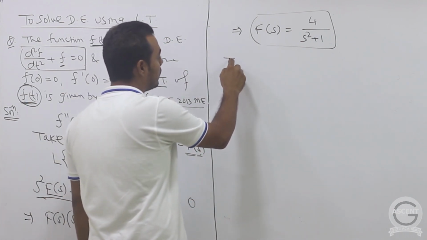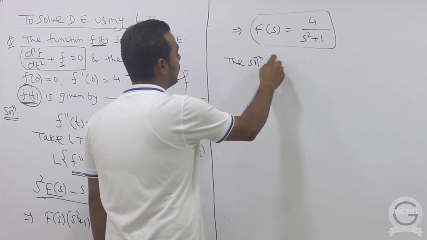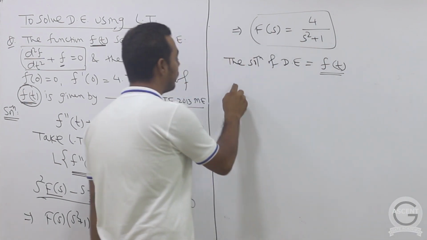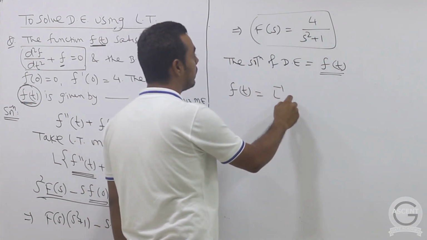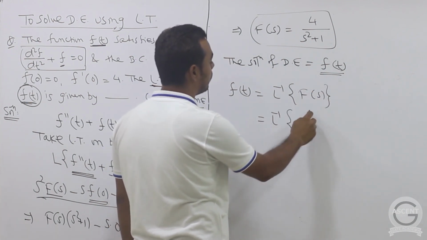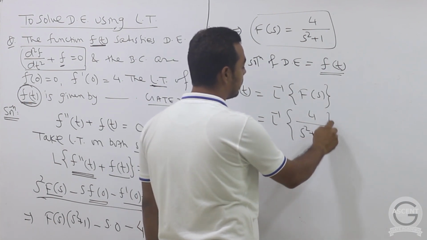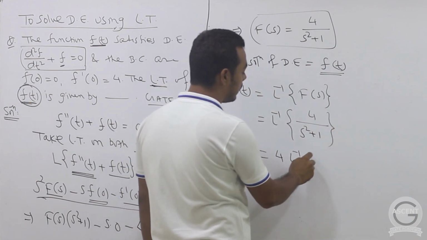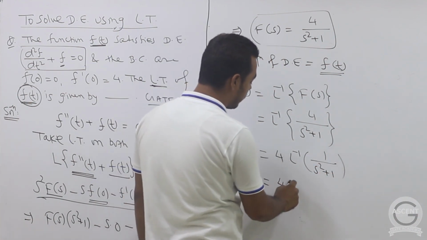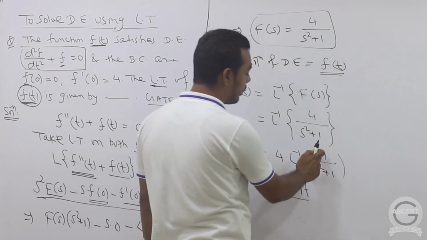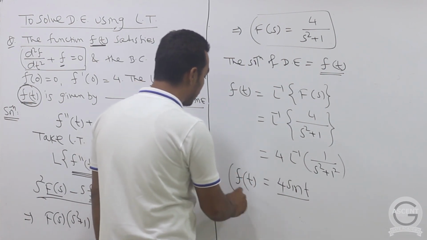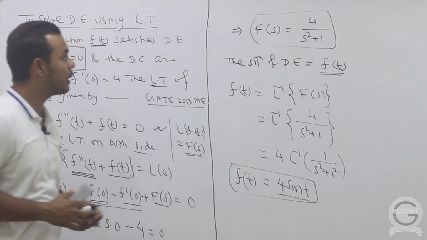Now the solution of the differential equation, this will be f of t. So how to calculate f of t? F of t will be nothing but inverse transform of F of s. So this will be inverse transform of 4 by s square plus 1. If you take 4 outside, then inverse transform of 1 by s square plus 1. So this will be nothing but 4 sine t. Inverse transform of 1 by s square plus a square, this will be sine at. So this is your f of t, and this will be the solution of the given differential equation.